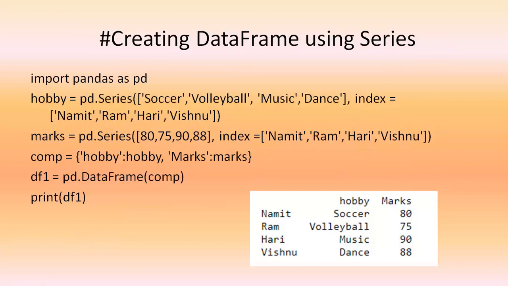As you know, a series is a one-dimensional data structure, a one-dimensional array, and it can store similar items. That's why we have to create two series, one for strings and another for integer numbers. Then we combine them in a dictionary and then create a data frame.